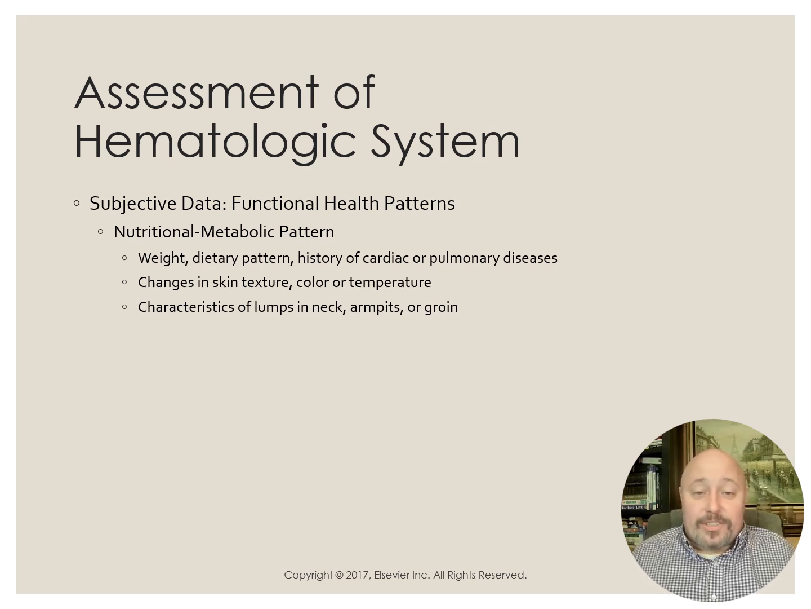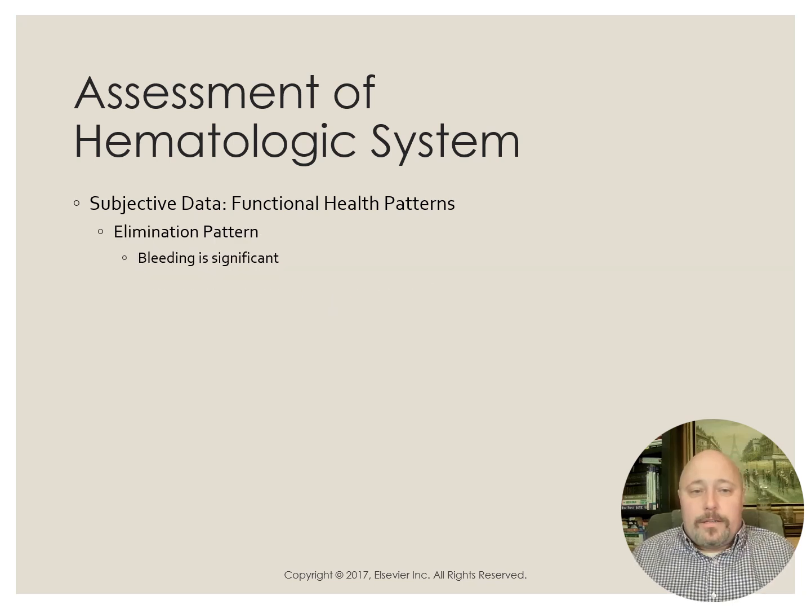Pulmonary disorders that lead to hypoxemia may cause chronic stimulation of erythropoietin and result in polycythemia, excess red blood cells. Assess the patient's elimination, including urinary output, diarrhea, blood in the urine or stool, and a history of black tarry stools, recently tested for occult blood or colonoscopy.